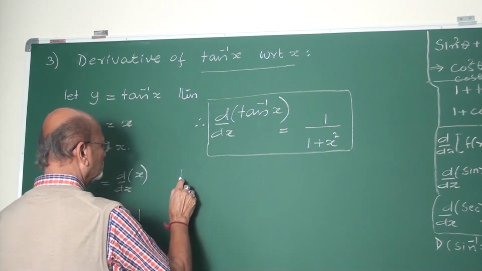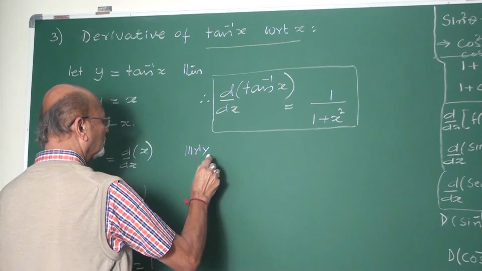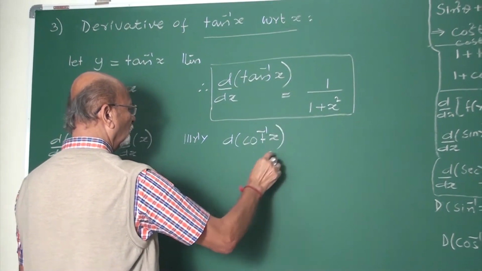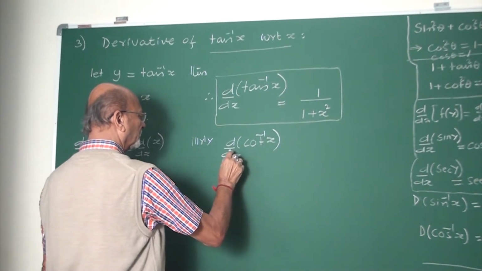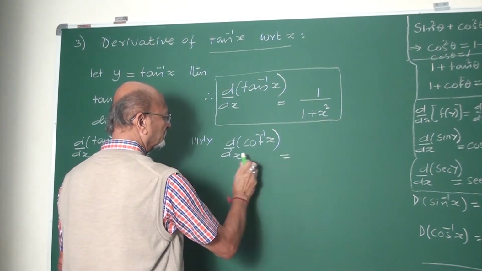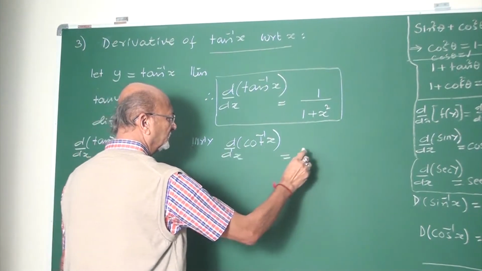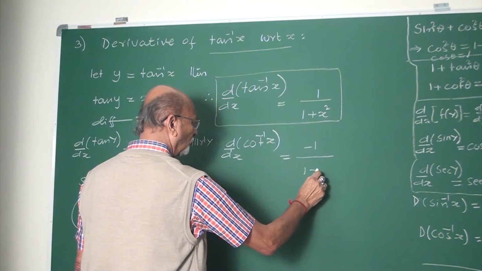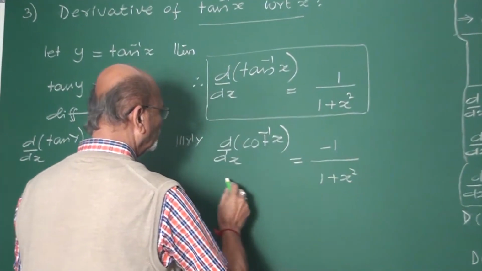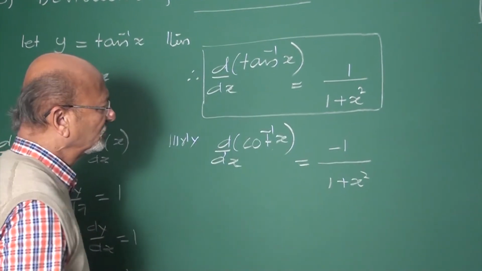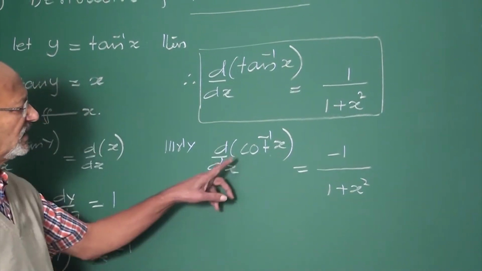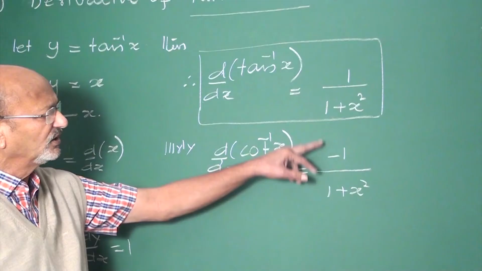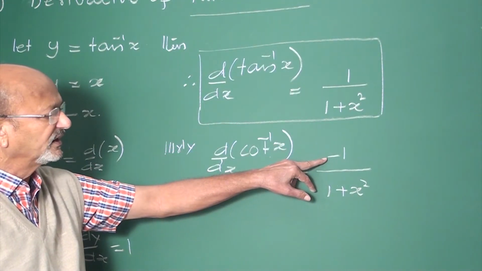Similarly, friend, what is the derivative of cot inverse x with respect to x? This starts with letter C. I told you the sign changes: minus 1 upon 1 plus x square. See how they move. The derivatives of tan inverse and cot inverse are the same, but as it is a C, its sign is minus. They differ only in sign, with a negative sign.